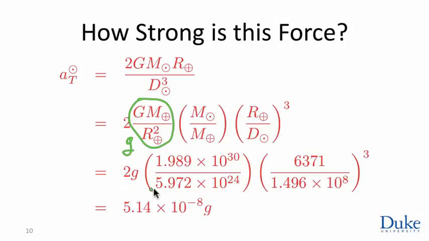And plugging in the ratio of the sun's mass to the Earth's and the cube of the ratio of the Earth's radius to the distance to the sun, I find that the tidal acceleration due to the sun is very small. It's 5 parts in 100 million of the acceleration of gravity. So no, it is not about to rip the Earth apart. This is the tidal acceleration due to the sun.